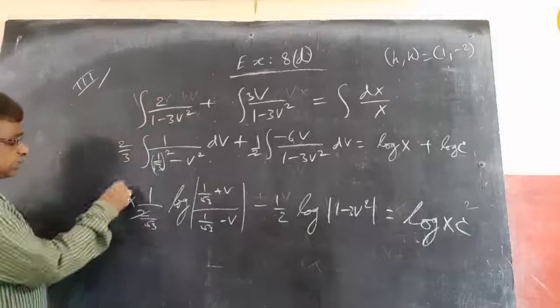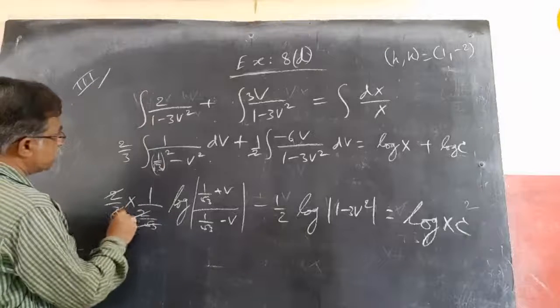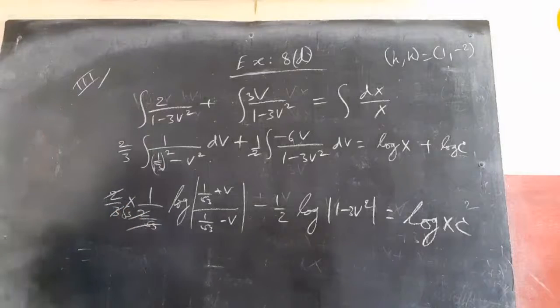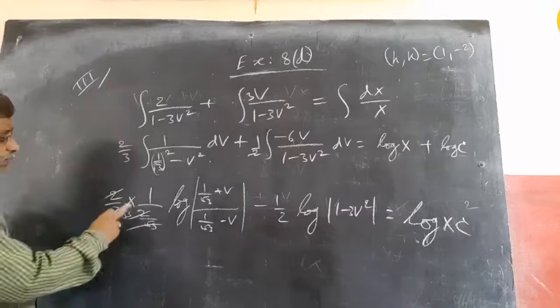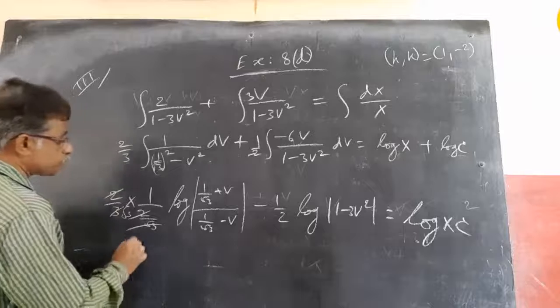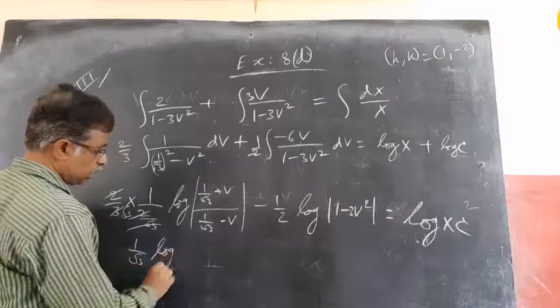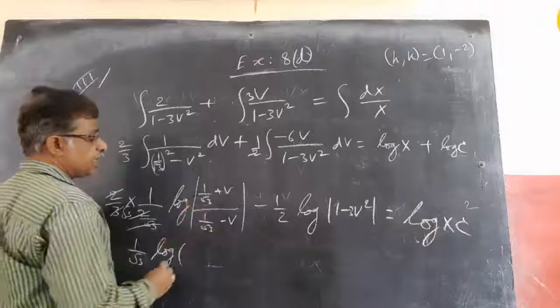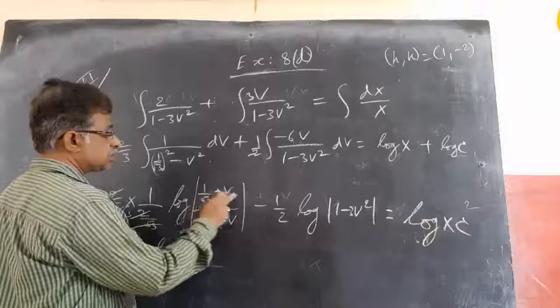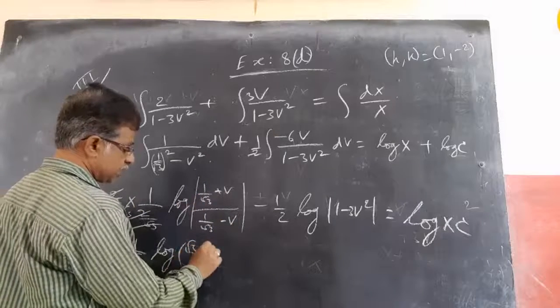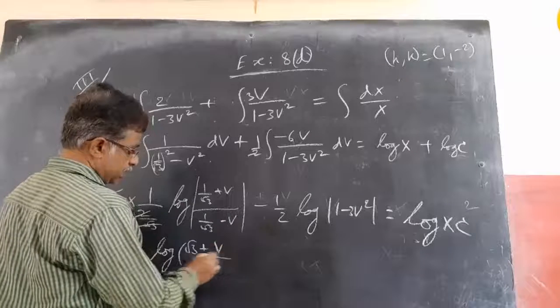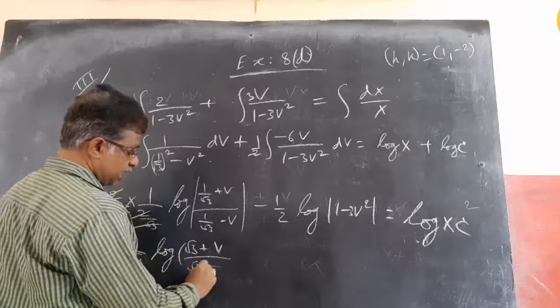This gets cancelled 2, and this gets cancelled for root 3 times. So what it becomes is 1 by root 3 into log of root 3. If I take LCM, this becomes root 3 plus b by root 3 minus b.